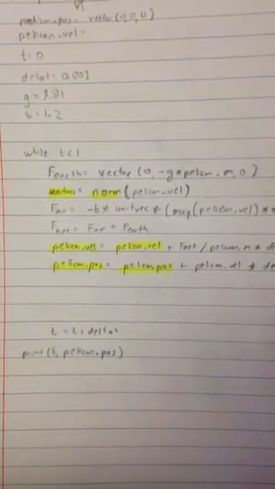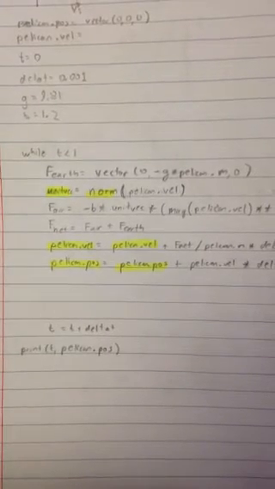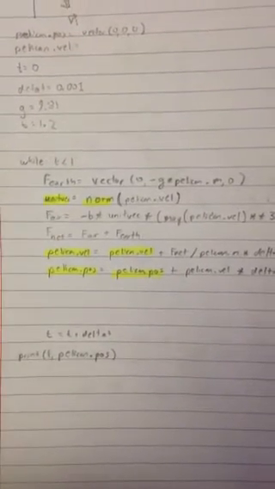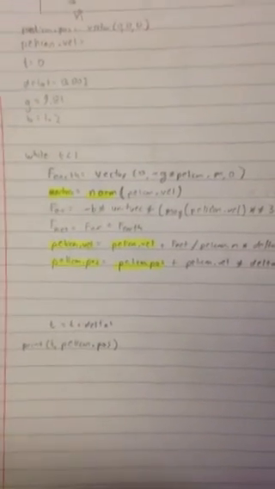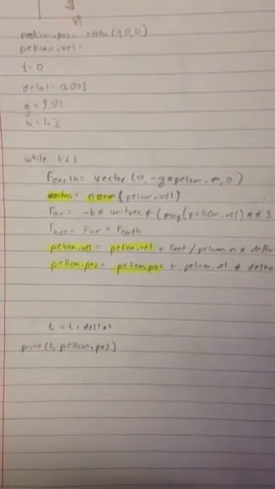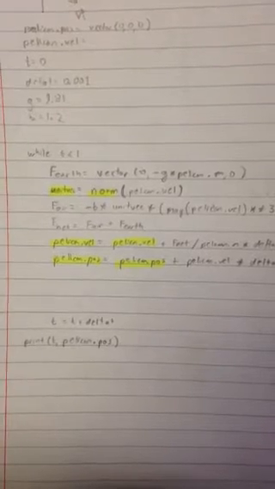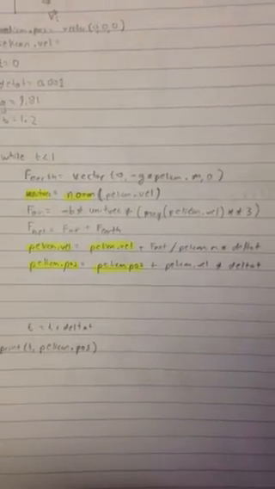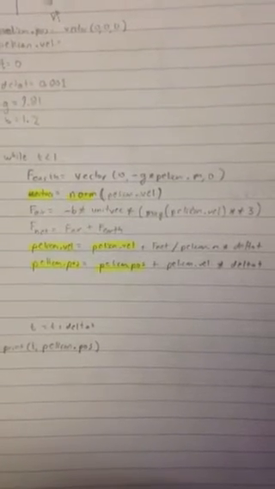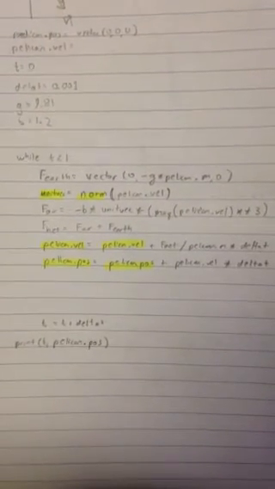We get the force of the earth, which we know is just acting in the negative y direction, so it's 0, negative gravity times the pelican's mass. Then what we do, we find a unit vector of the velocity. So I take the norm, which is a function in VPython that takes a vector and gives us our unit vector. So that gives us the direction of the velocity.